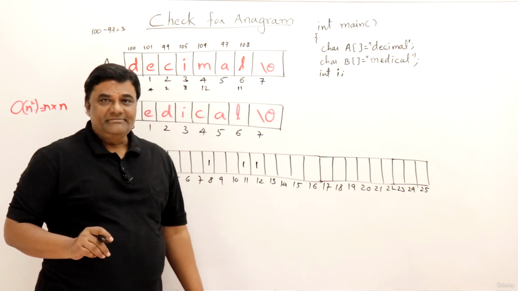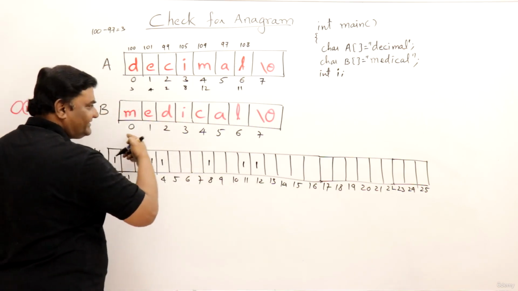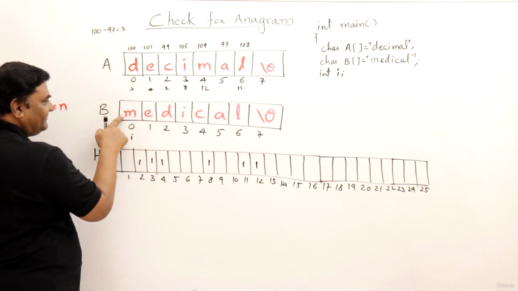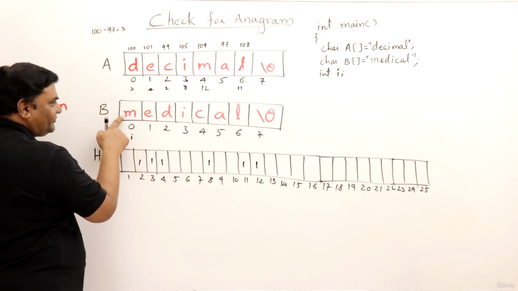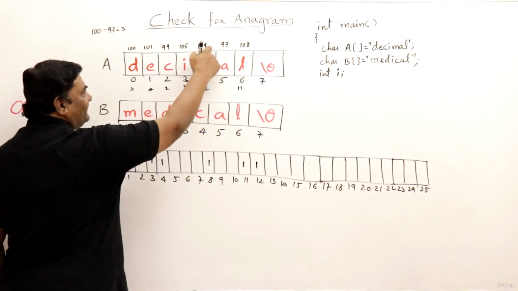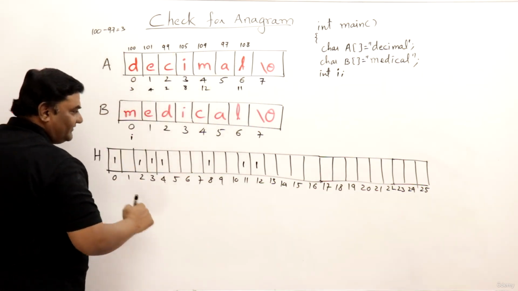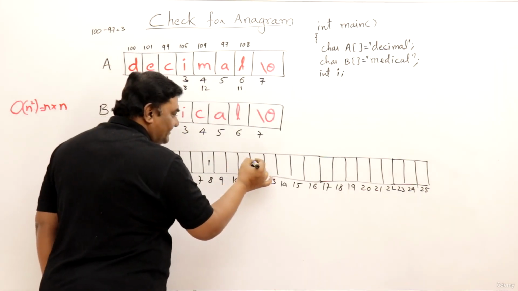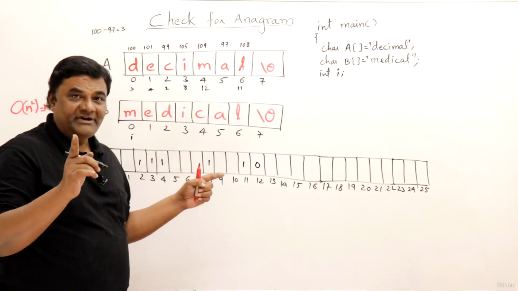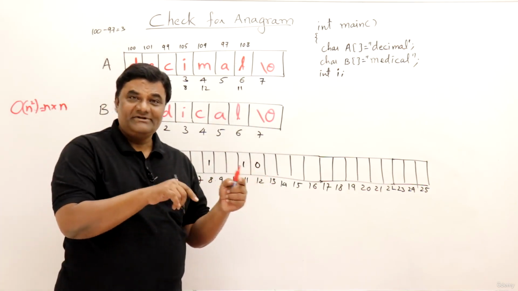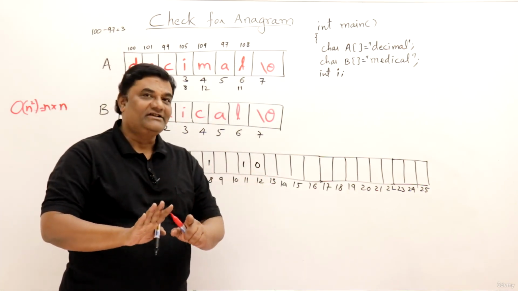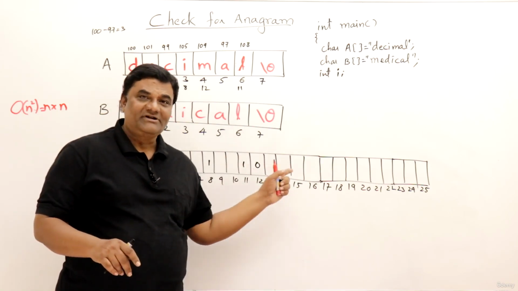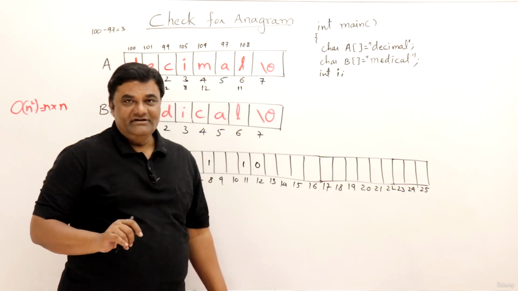Now what is the next step? Next step, scan through this string. For each character, M, the ASCII code is 109, minus 97 gives index 12. Go to index 12 and decrement it. So it became 0. See, it should not become -1. If already 0 is there and it becomes -1, it means this alphabet is actually not there, right? So you can stop then and there after subtracting if it becomes -1.